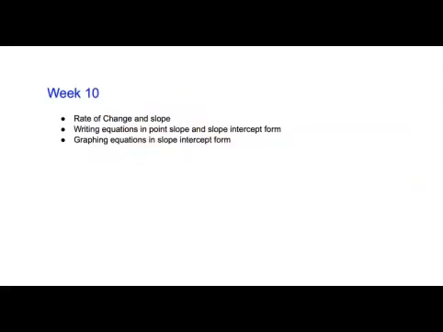So this week we are going to focus on looking at rate of change and slope, and you're going to see how those two things are related and very much kind of the same thing. And then we're going to look at how we can write equations in two different forms, point slope and slope intercept. If you remember, we already looked at how we can write equations in standard form, so now we're going to add two more forms, point slope and slope intercept form. And then the last thing we're going to look at this week is graphing equations in slope intercept form.